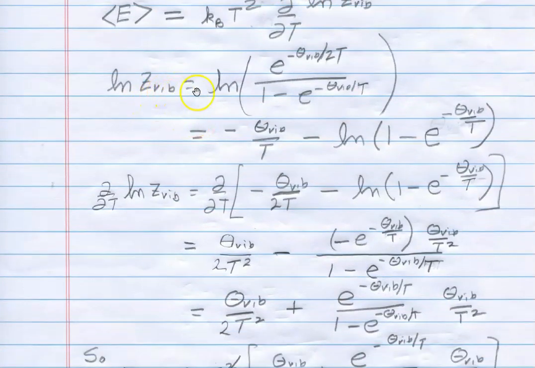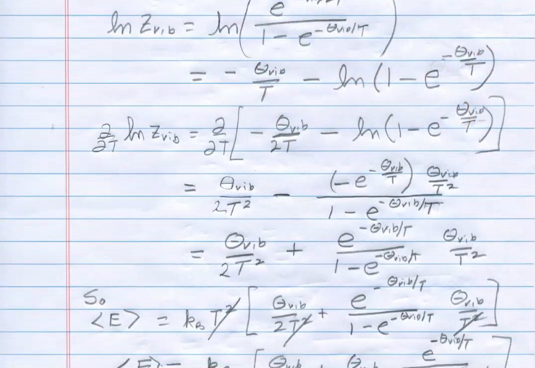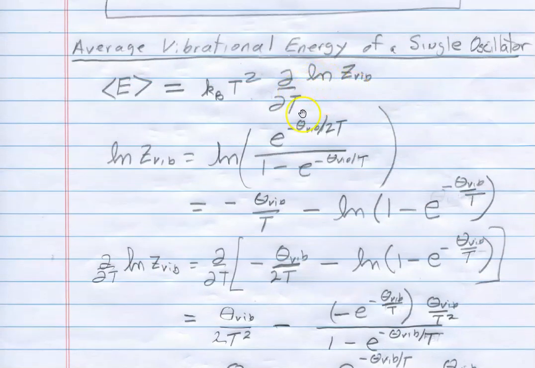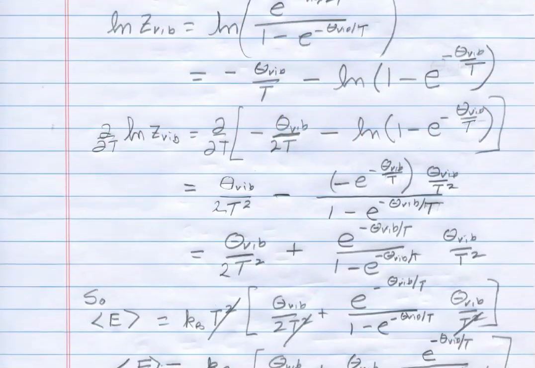What did I do here? I took the log of the numerator minus the log of the denominator. But the log of the numerator, well, those are inverses, and so I just get minus theta vibration over 2T. And for this term I get minus this factor here. And then I can take the derivative of it. So taking the partial derivative, I just plug this expression for the log into there and take the derivative.